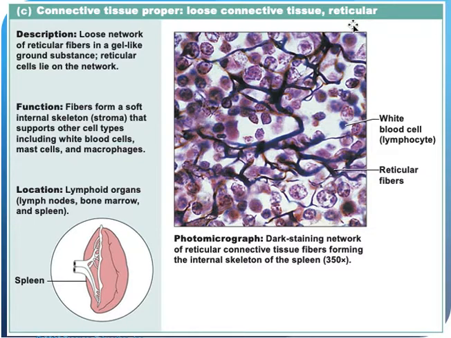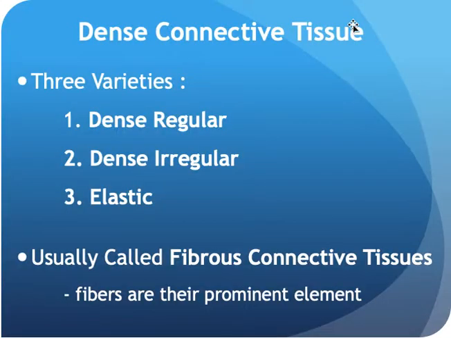You want to just be able to flip through them and make sure that when this comes up, I know it's loose connective tissue, reticular. So now we get to the dense type. The main thing with the dense type is they're not going to have the open space. They're going to have just more fibers in there. But we get three different varieties: dense regular, dense irregular, and then elastic.